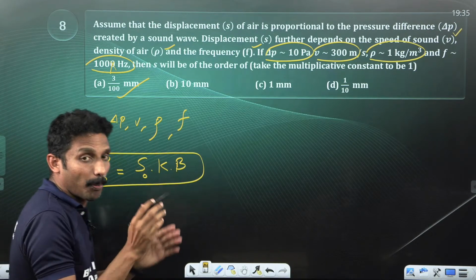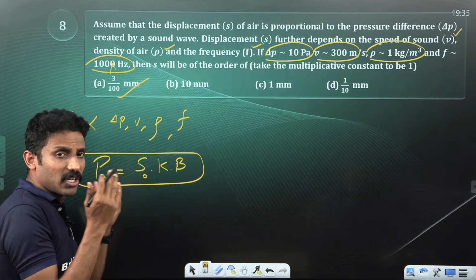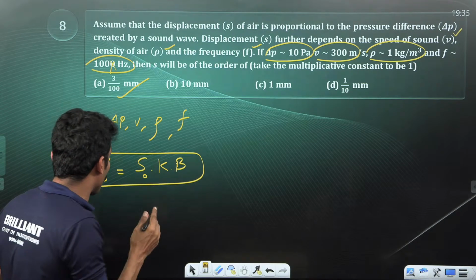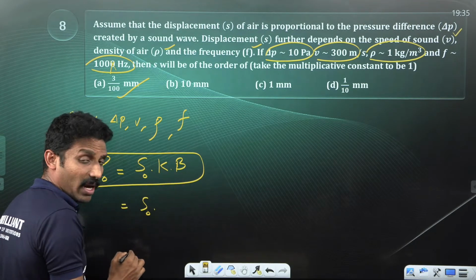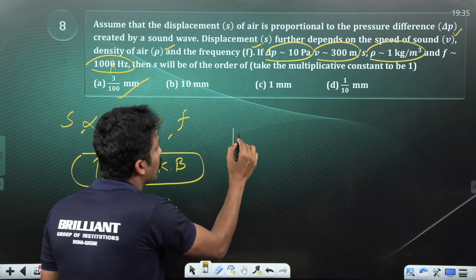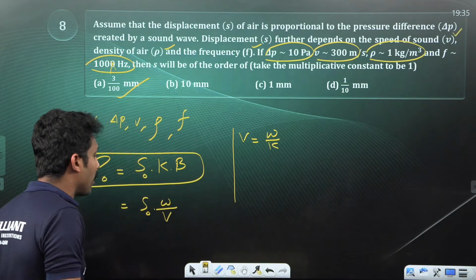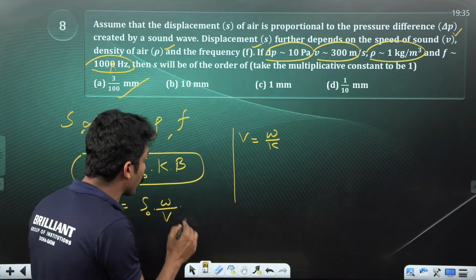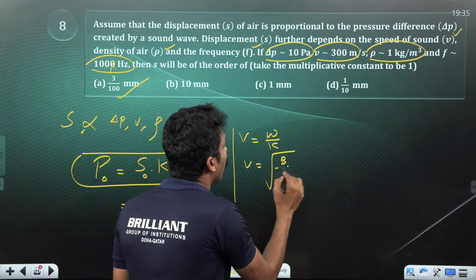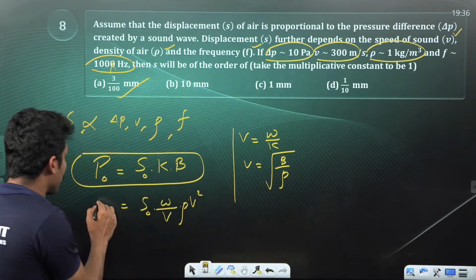This equation you please remember. The derivation is out of the scope. You just remember the pressure amplitude is displacement, then wave number k, then bulk modulus. See, displacement, then wave number, wave number is omega by v. You should study that v is equal to omega by k, k is omega by v. And bulk modulus of elasticity, rho into v square. We also studied that v is equal to root of B by rho. Then B is equal to rho into v square. And this is p naught.